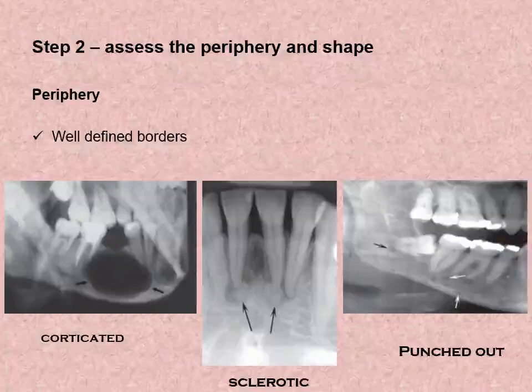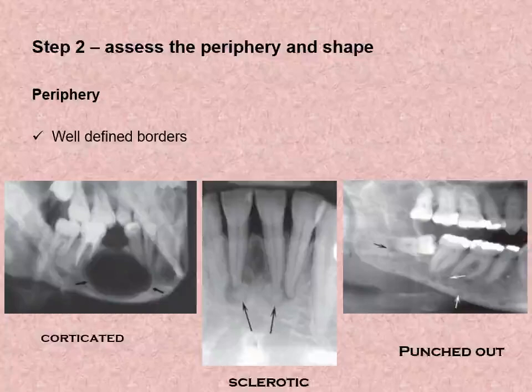If it is well-defined borders, we have 3 types, as image 1 shows. That is a corticated border. A corticated border is where we see a thin, fairly uniform radio-opaque line of reactive bone at the periphery of a lesion. As seen with the black arrows, there is a thin radio-opaque line at the periphery. We call it a corticated border.